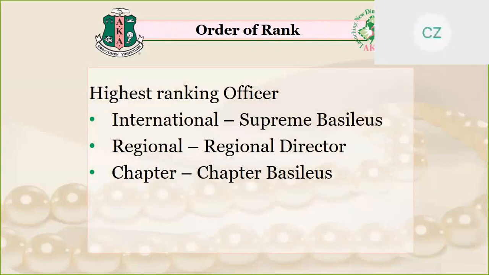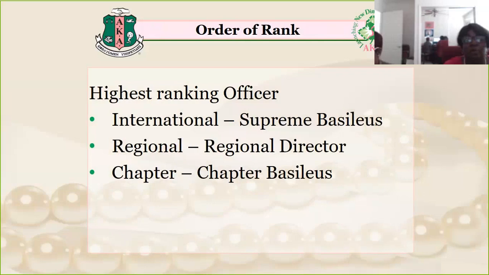The order of rank: our highest ranking officer internationally would be our Supreme Basileus. For regional, it would be our Regional Director. And for chapter meetings, it would be our Chapter Basileus. We can also have ranking officers, that would be our international officers and our international committee chairs, other regional committee chairs, and our cluster coordinators.